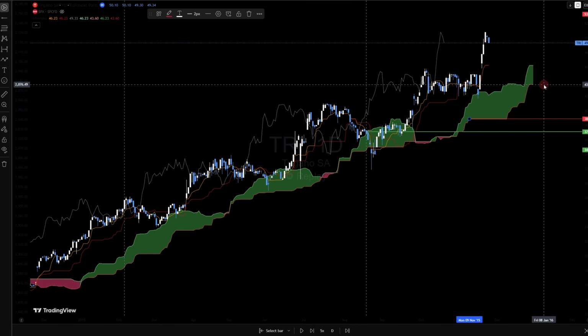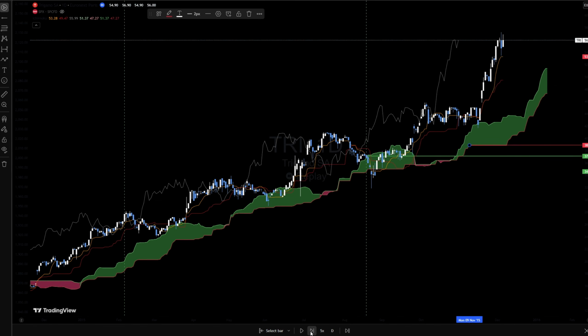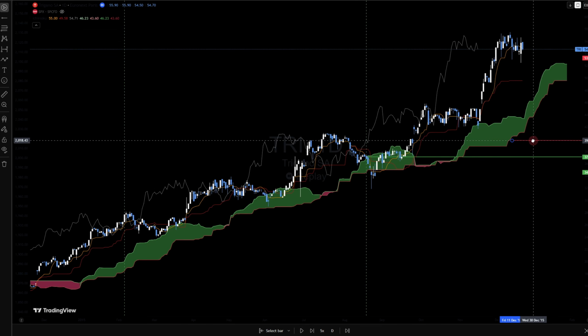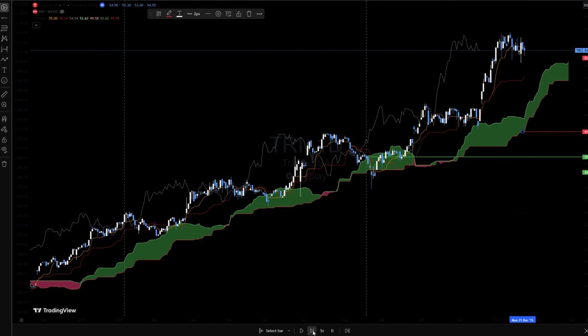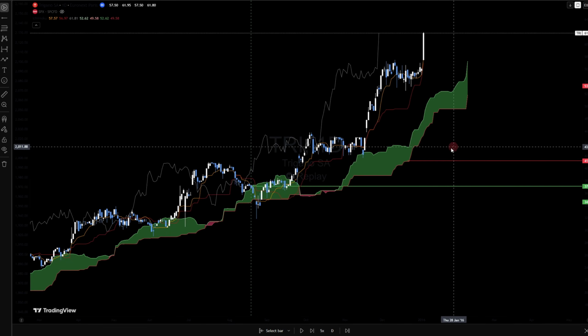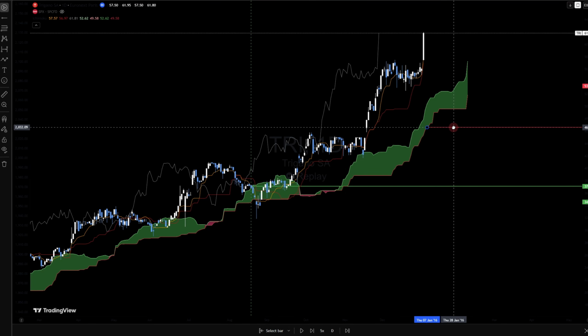Jumps again. Cloud goes thin. Future Kumo goes thin. Price takes off again. By now I can start to move my stop loss again. And it's just a constant process of this. This is what I do. I'm tweaking my stop losses at night.